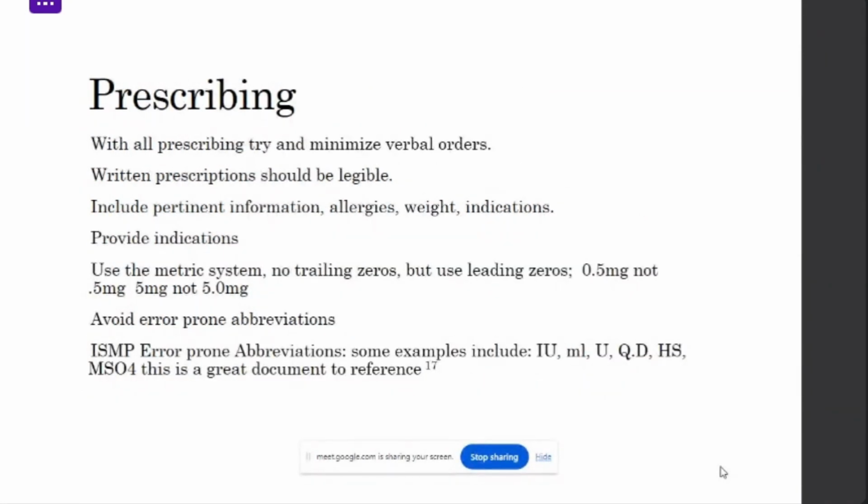So these are the errors that we observe, and one of them is the usage of error prone abbreviations. Having the correct abbreviation, which we call a unit: if a dose is in ml, you have to mention it as ml, or if it is in units, it has to be mentioned in units. You can't use error prone abbreviations, and using decimal points is very much crucial.